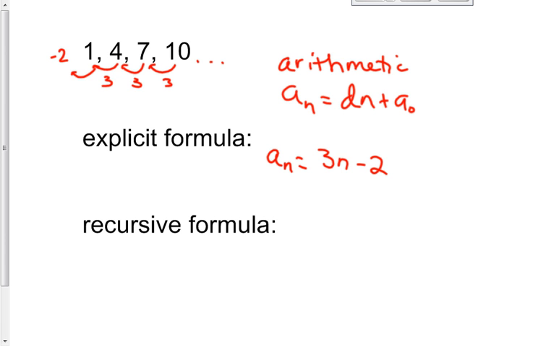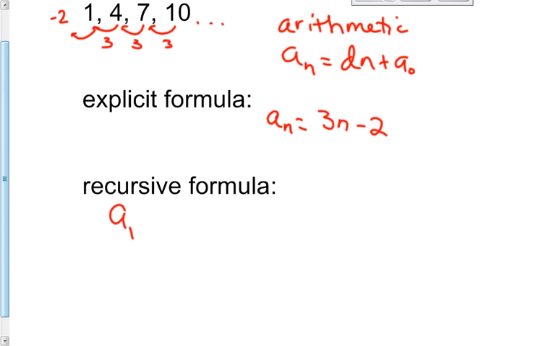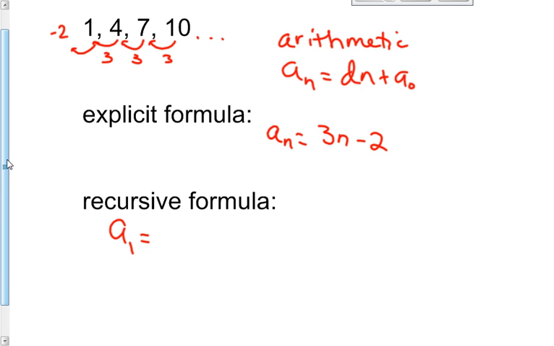That's the explicit formula. Now, to write the recursive equation, remember we need to have two things. We need to know, where does this thing start? You always have to tell me where it starts from. The starting point is a sub 1, not a sub 0, a sub 1. This starts at 1.